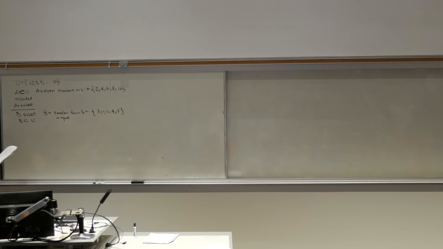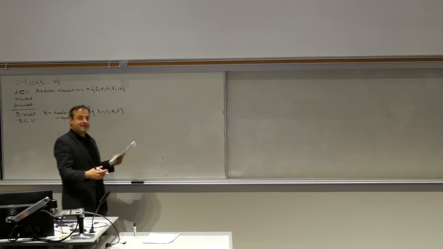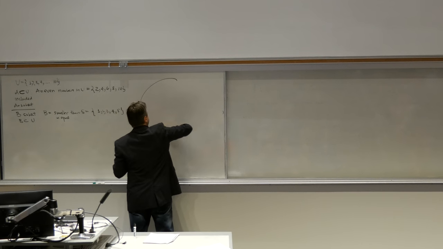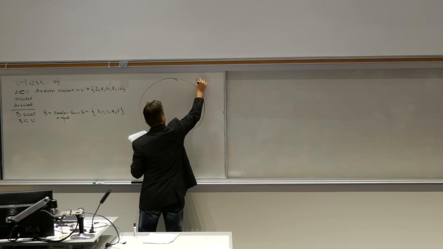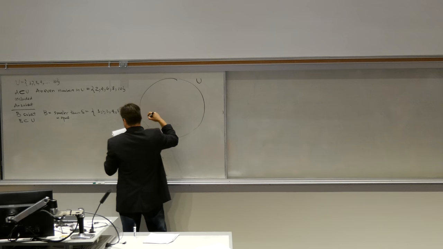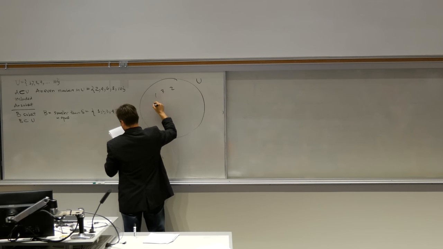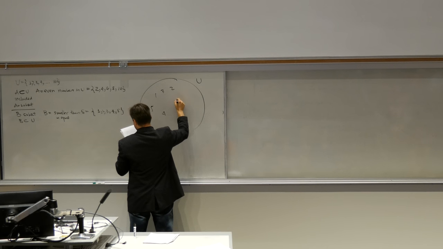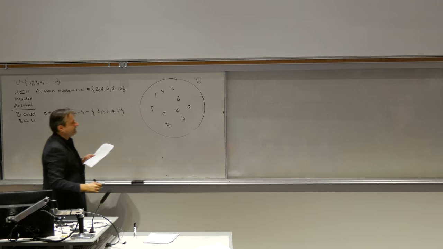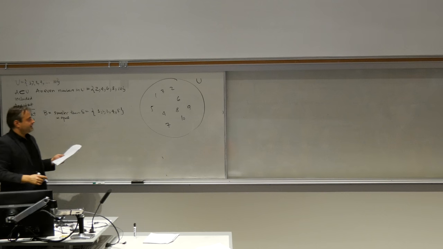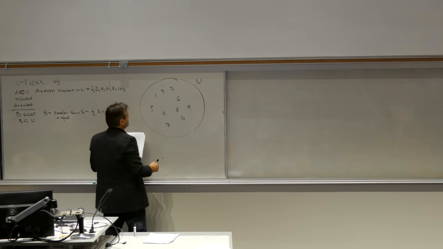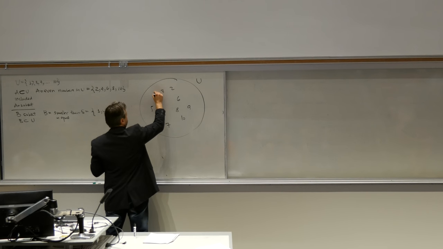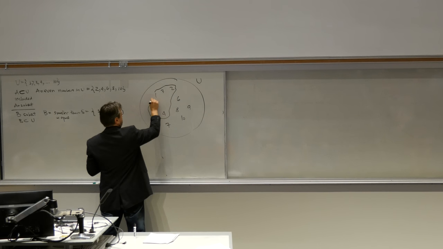Smaller or equal than 5. And then I can draw this stuff nicely. You say, okay, here's my U. That's the whole U. So I can get 1, 3, 2, 5, 4, 6, 8, 10, 9, and 7. That is my big set. And now, where in here is B? B is this chunk, right? That's B.